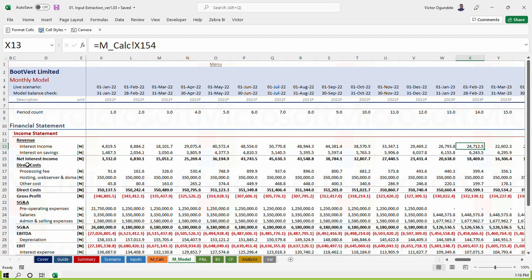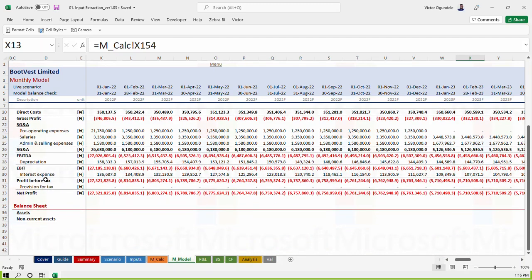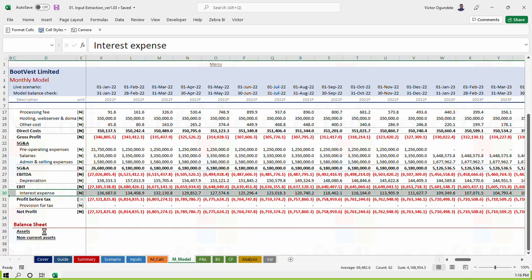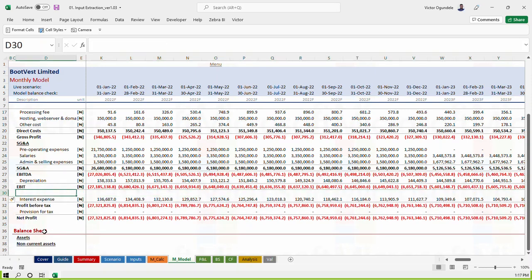So where should we put that? Where should we put that? Where can we put that? Okay, so maybe we should bring it under this and call it other income. Should it be other income?